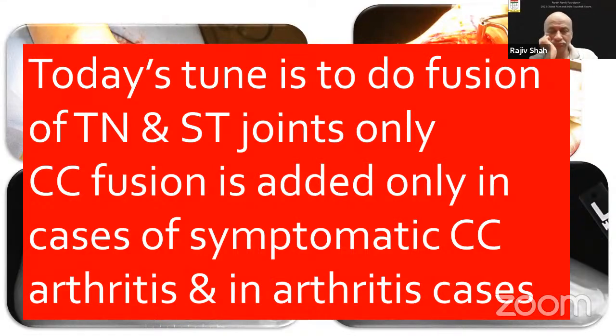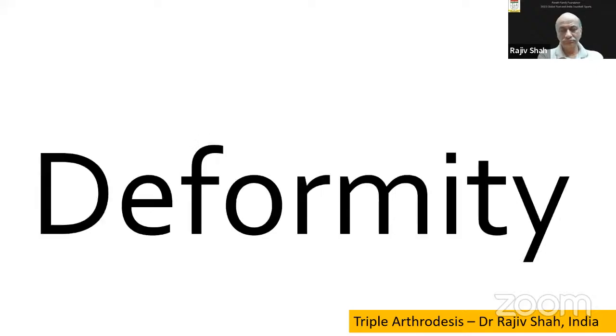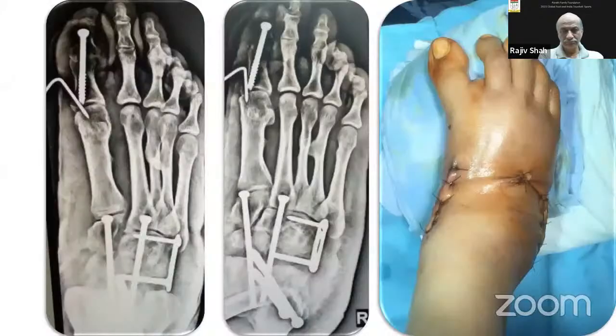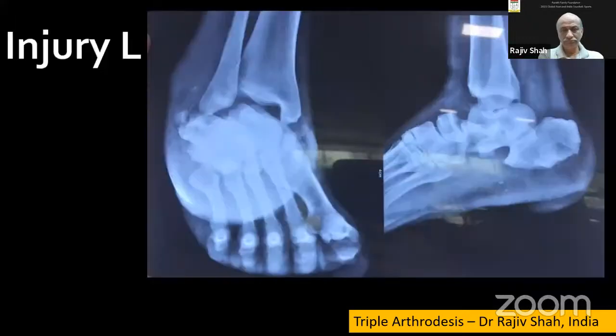Calcaneocuboid fusion is added provided a case has symptomatic calcaneocuboid arthritis or it is a case where there is seronegative arthropathy. Some quick examples: a deformity like this, which was corrected under CTV correction, was treated with triple fusion.